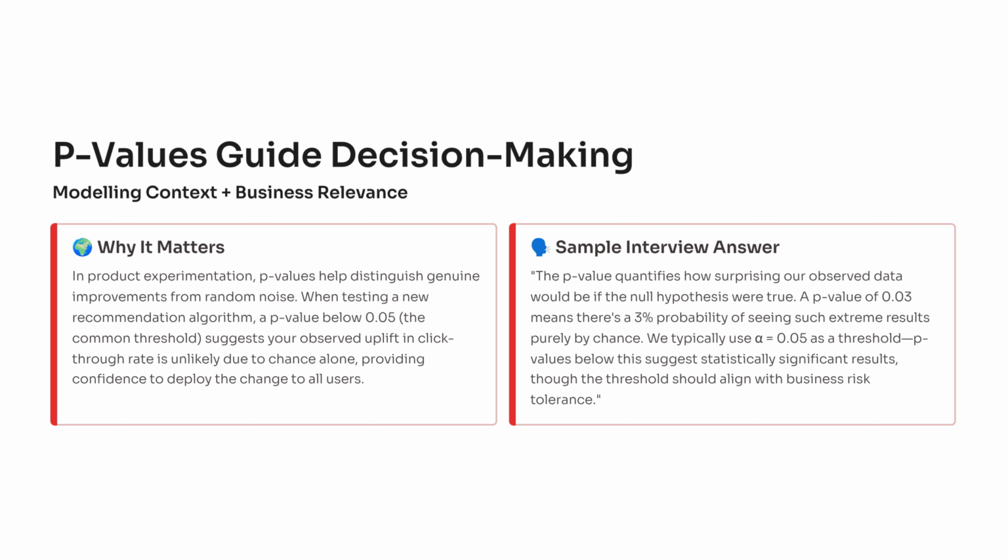Now, here's how you might answer this in an interview. A p-value shows how likely my result is due to random chance. A smaller p-value means stronger evidence that the effect is real. In experiments, I use it to decide when a result is reliable, but I always match the threshold to the business risk. That's a confident, thoughtful answer. It shows you understand the concept, the context, and the decision-making process.